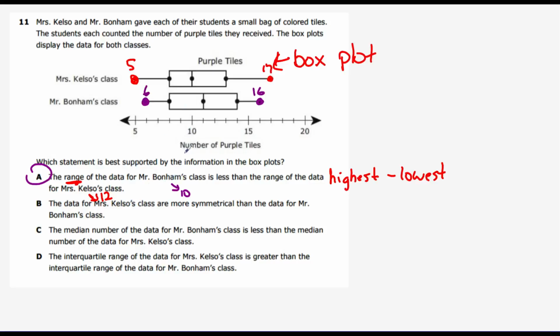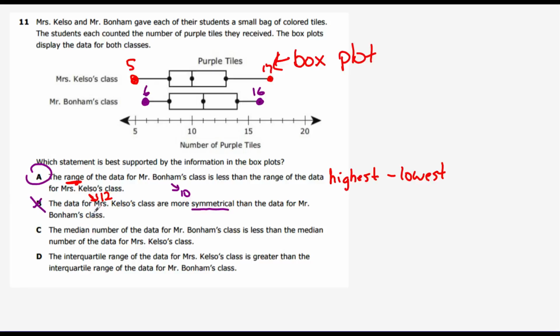If not, again, it's okay. We're going to come back to it, or we'll get it next time. Let's check these other answers just to be sure, or just to see some words here. So B says the data is more symmetrical. Symmetrical means it looks the same on the left side as it does on the right side. So Miss Kelso's is a little bit more squished up to the left, a little bit wider on the right side, whereas Mr. Bonham's is exactly symmetrical, right? From 6 to 11 is 5, and from 11 to 16 is another 5. This box right here, there's 3 on the left, 3 on the right. This is perfect. So that's not a good answer.